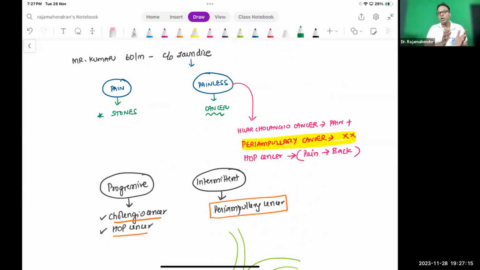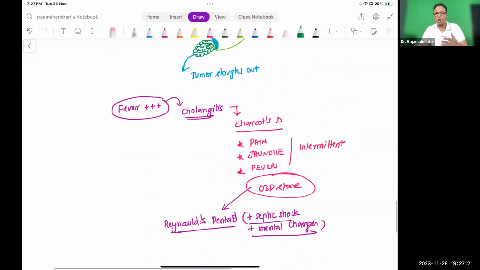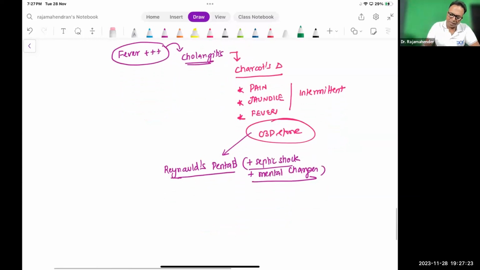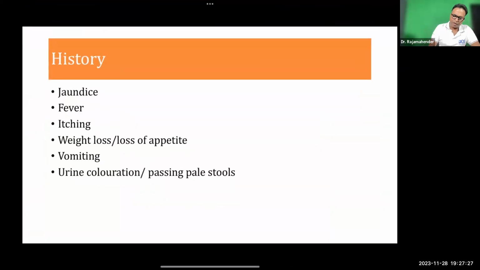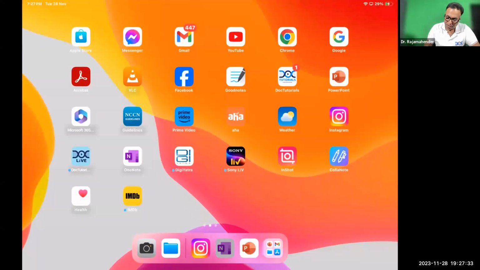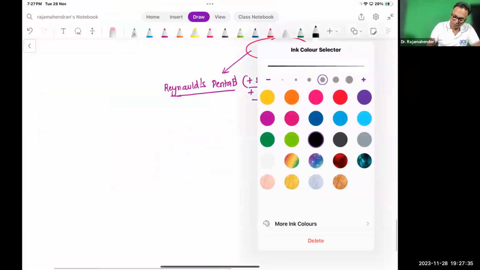Whether it is a painful jaundice or painless jaundice, whether it is progressive or intermittent, or whether it is having fever or not. So these are the points you should classically ask in these patients. Because these are the elaborations of the history, jaundice, fever you should ask. And I told you what the features of obstructive jaundice are. You should ask the history of features of obstructive jaundice.